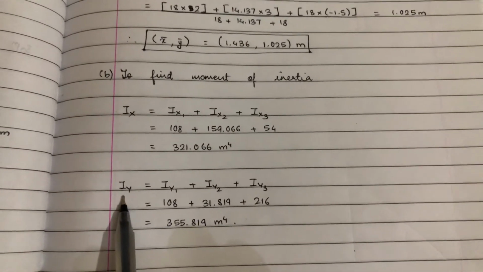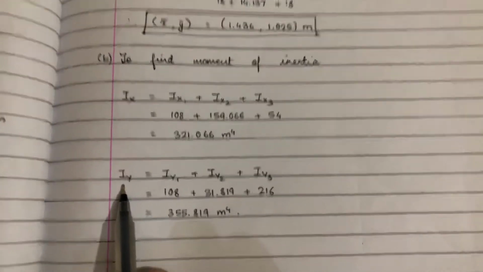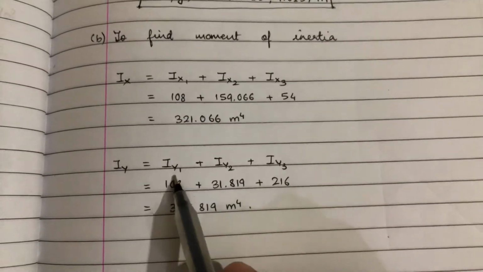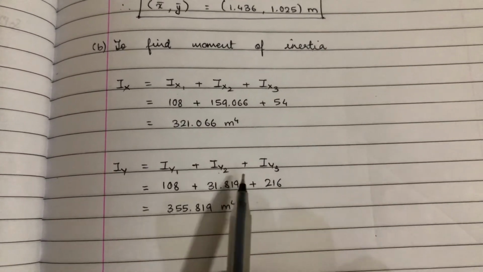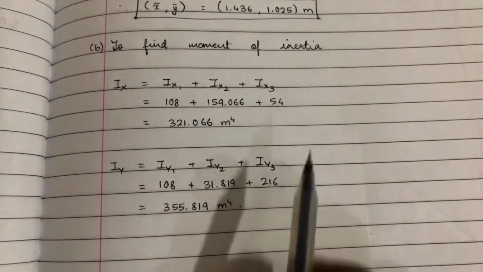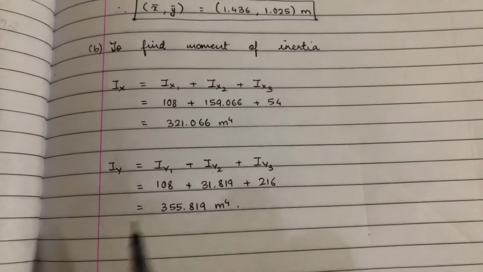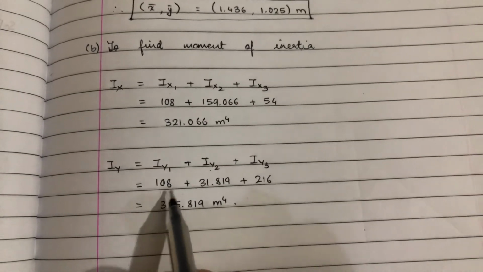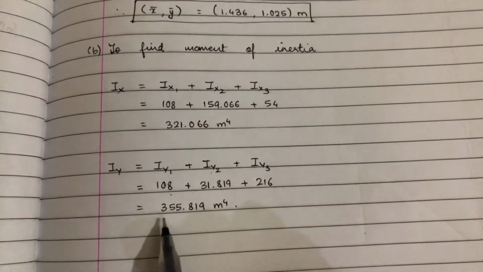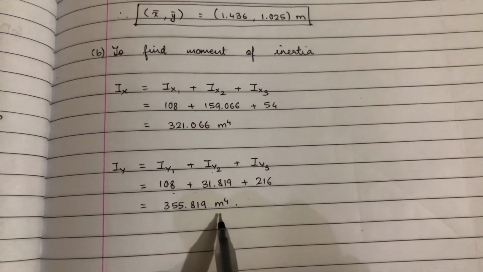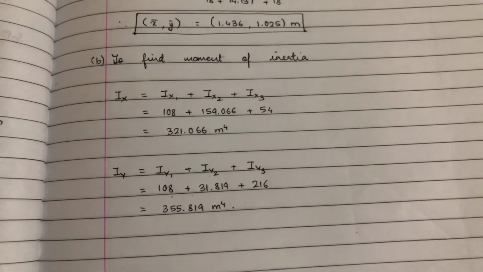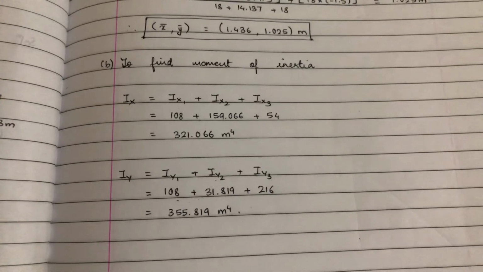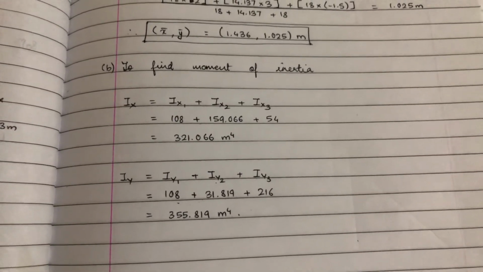Similarly, Iy is the moment of inertia about y-axis. It is Iy1 plus Iy2 plus Iy3. We have put plus sign because we have to find moment of inertia of the total shaded portion. So substituting all the values, we get Iy as 355.819 meter to the power 4. This is how you will be calculating the moment of inertia of a given figure.